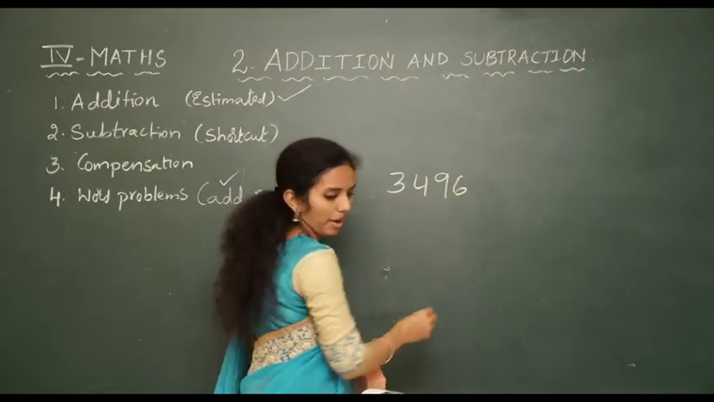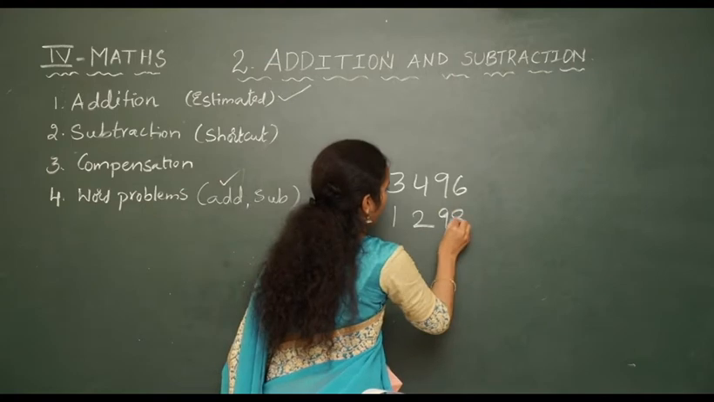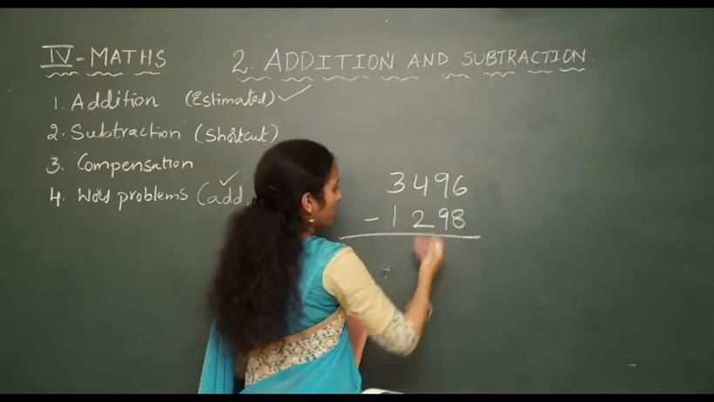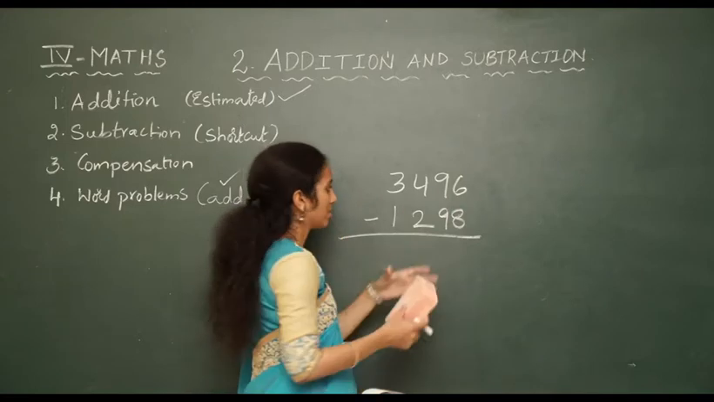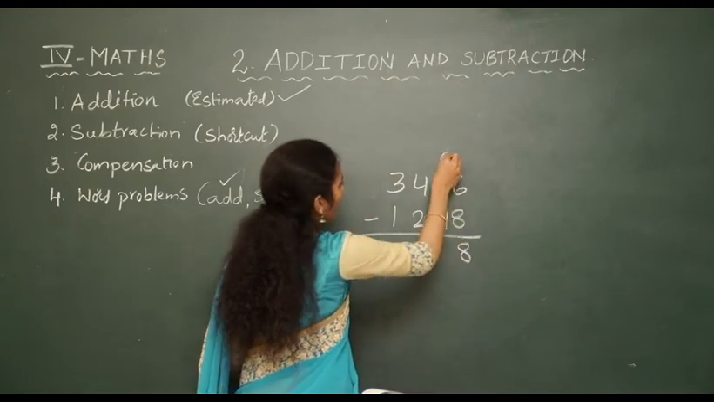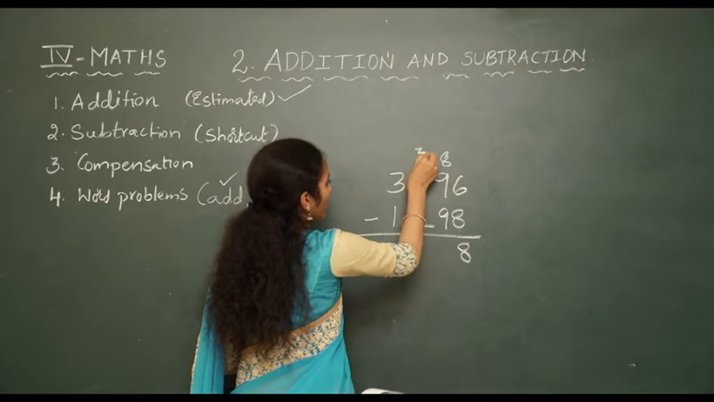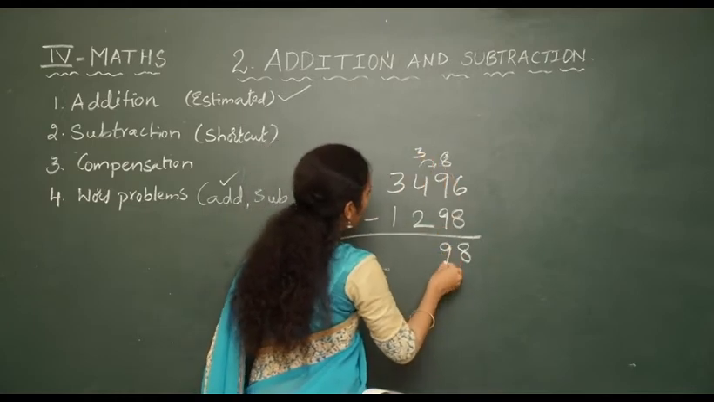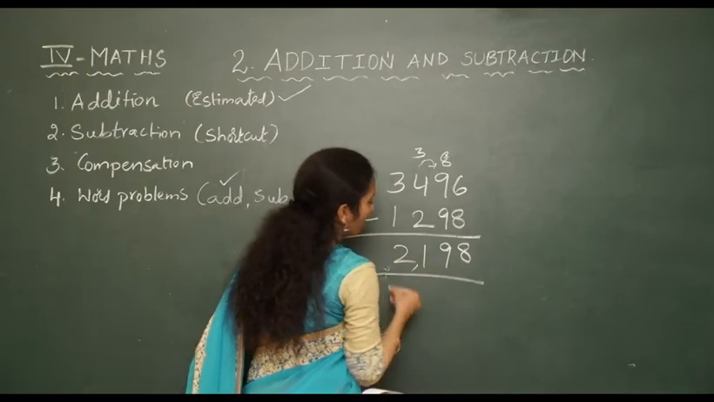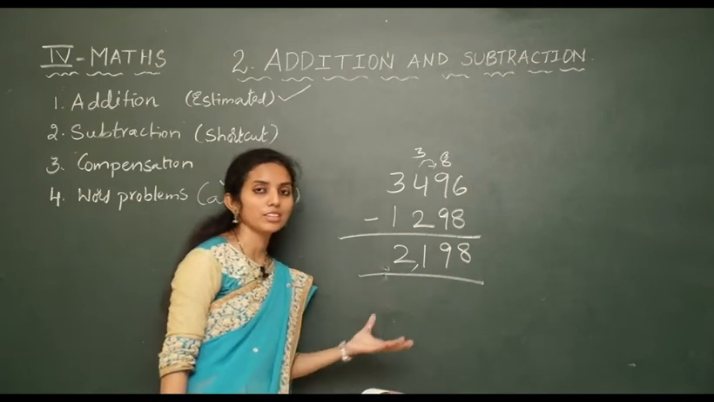3496 minus 1298. So 6 minus 8, it's not possible, so let us borrow from the tens place. That is, it becomes 8, and 16 minus 8 is 8, and 8 minus 9, it's not possible, so borrow 1 from here, this becomes 3, and 18 minus 9 is 9, 3 minus 2 is 1, and 3 minus 1 is 2. So 2198.